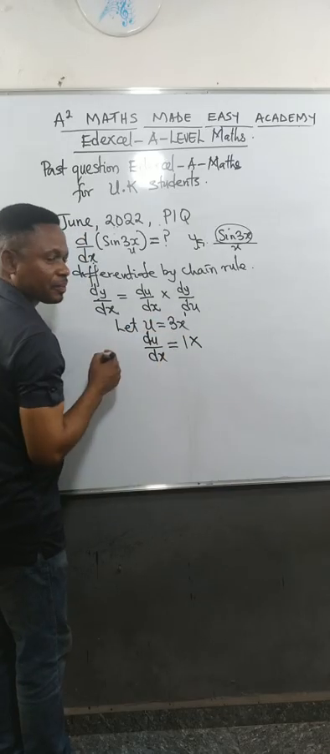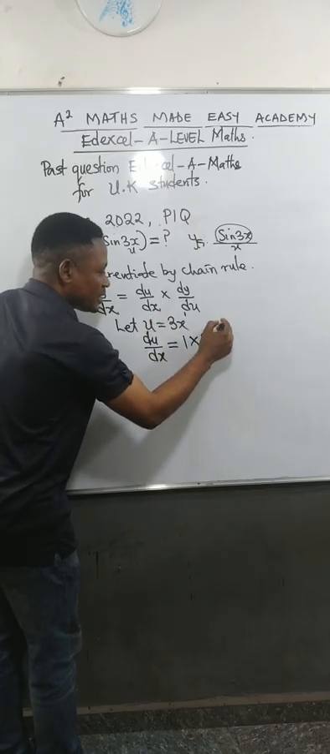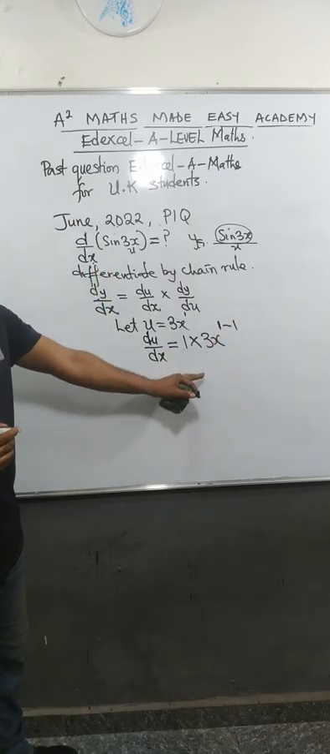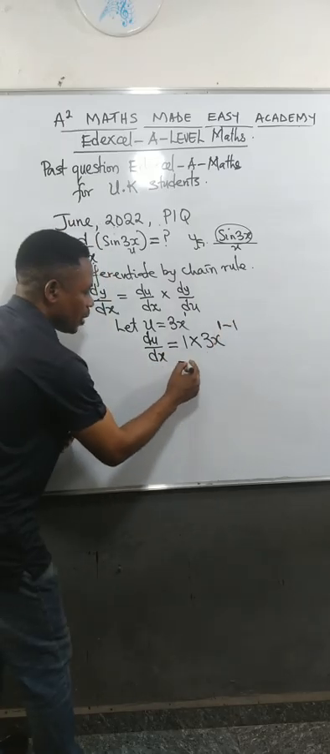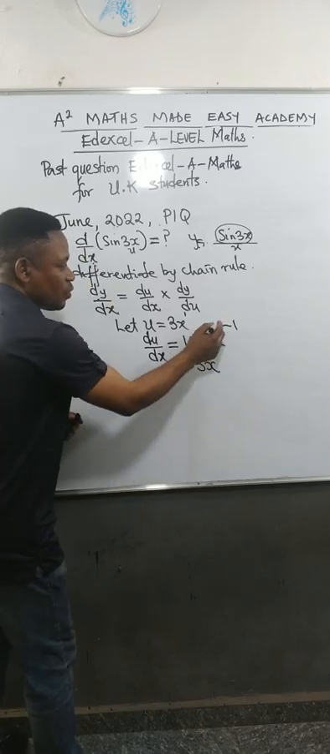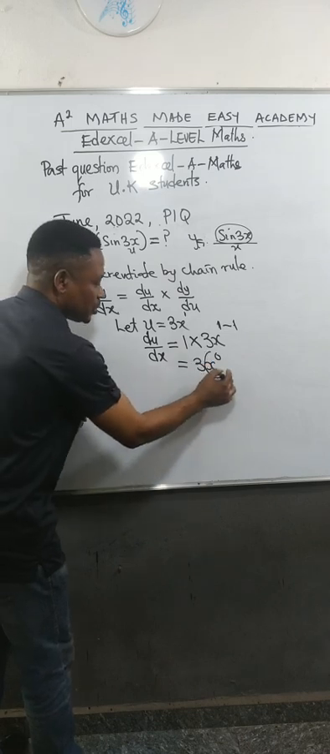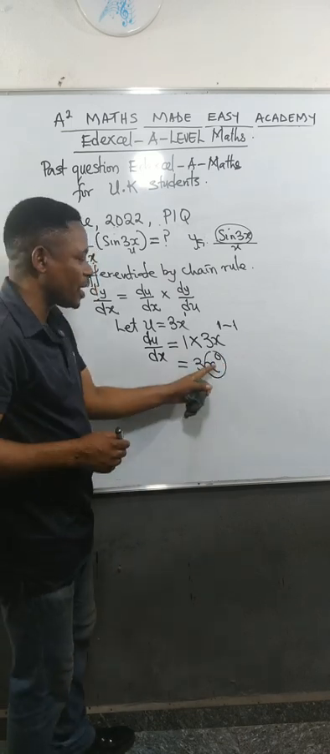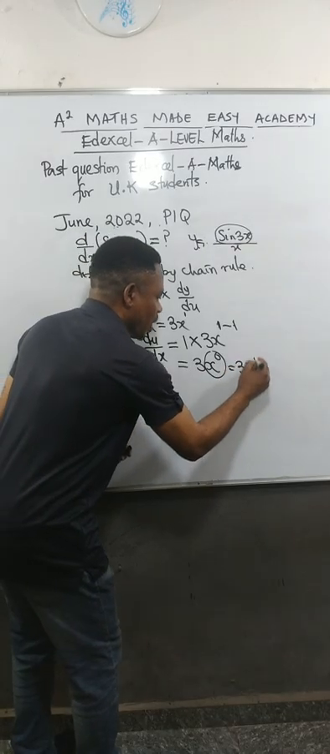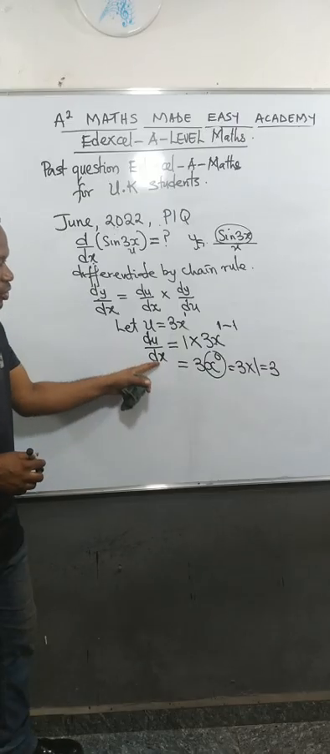Then you multiply, then repeat the question, which is 3x raised to the power of that same 1. Then introduce minus 1 to the power. That is the general formula for differentiation. Then if I continue, 1 times 3x gives me 3x. Then 1 minus 1 to the power is 0. And the law of indices is that when you have a number to the power 0, the answer is 1. So it becomes 3 times 1, which is 3. So you can agree with me that we have du/dx as 3.